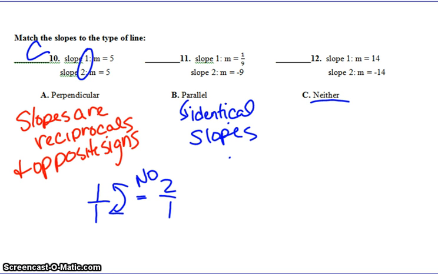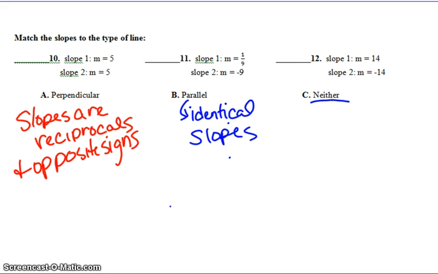Slope is 1 and slope is 2. Oh, sorry, I messed up. I saw slope 1, 2. Never mind, guys. Just made a mistake in reading. I'm just realizing that the slope is 5 for each. Hey, those are identical. This is parallel lines, because the slope is identical.